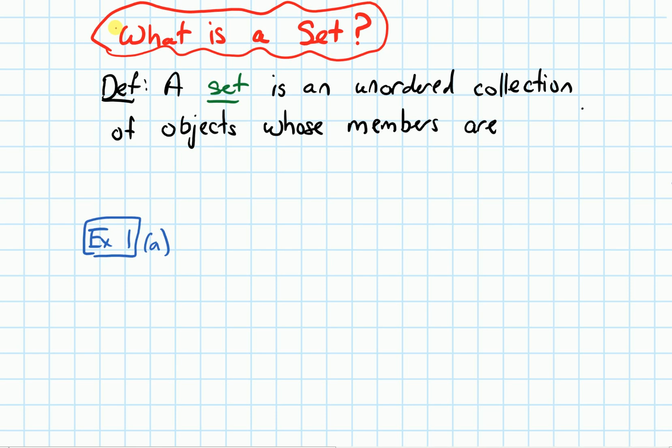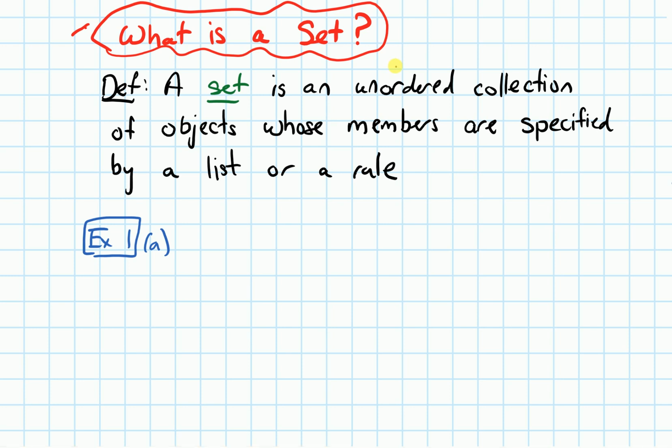In this video, we will talk about what a set is. And I want to begin with a definition. So the definition is that a set is an unordered collection of objects whose members are specified by a list or a rule. So I'll give an example in a sec.